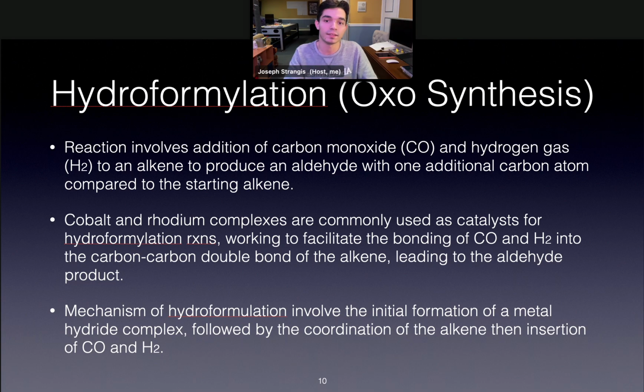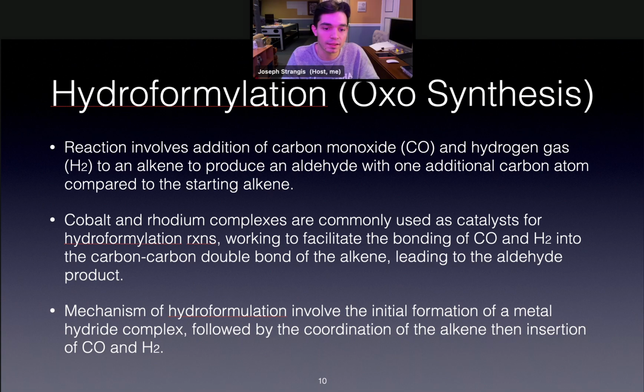A next process is hydroformylation, or oxosynthesis. This process is for the production of aldehydes from alkenes. It involves the addition of carbon monoxide and hydrogen gas to an alkene. And the mechanism here is thought to involve a pre-equilibrium in which some metal carbonyl will combine with hydrogen at some high pressure.